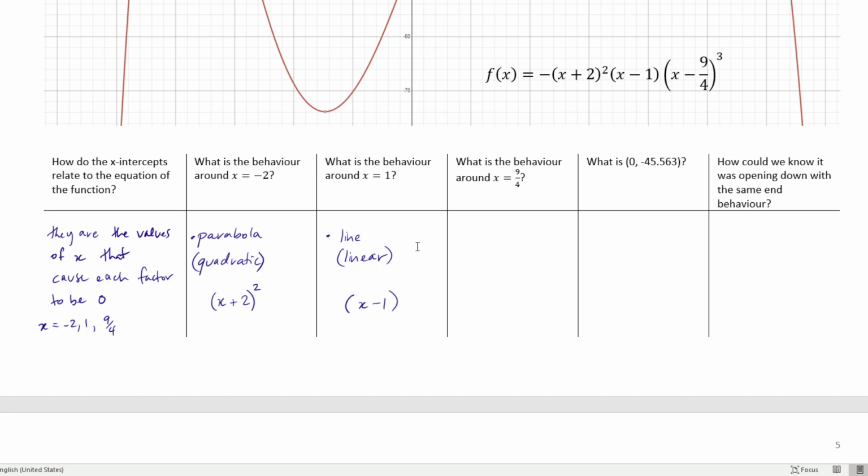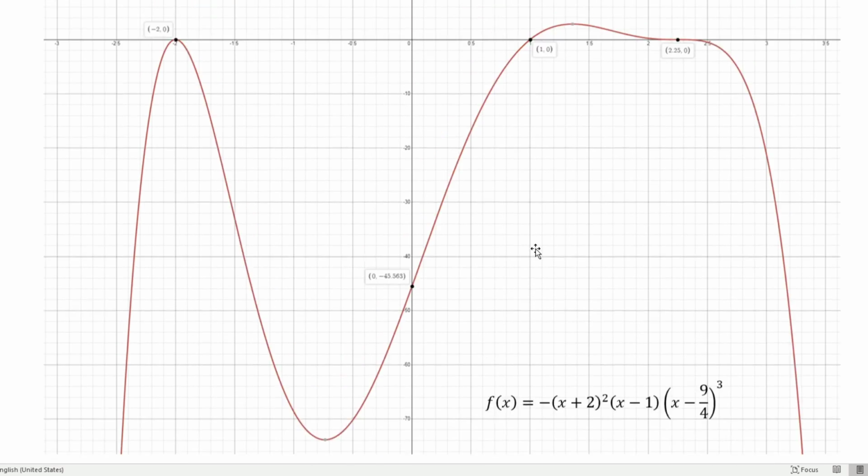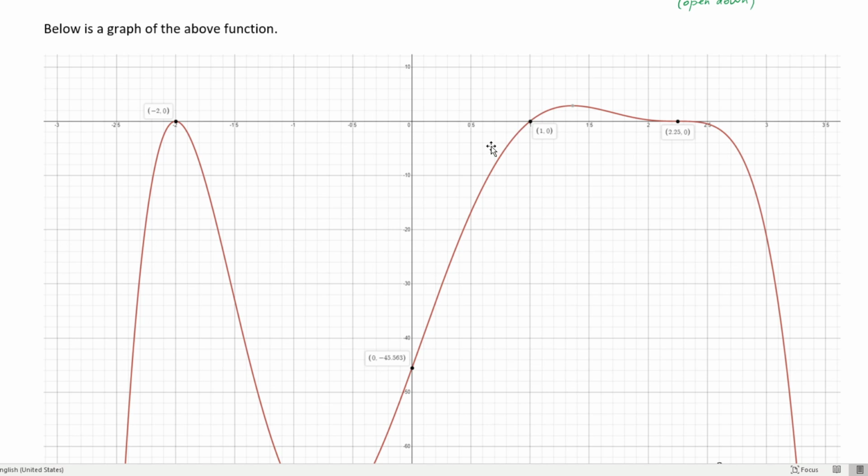And so let's take a look around 1 and see if it does in fact behave like a line around that x-intercept. We can see, yeah, it does kind of behave like a line because it just passes through that one point, right? In fact, we could potentially draw a line that more or less fits that curve going through that x-intercept.